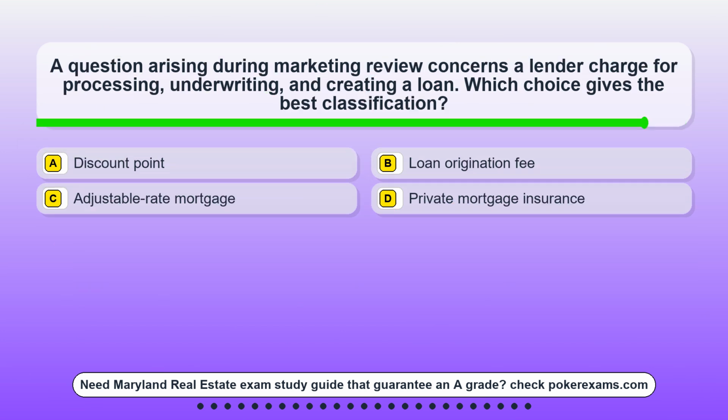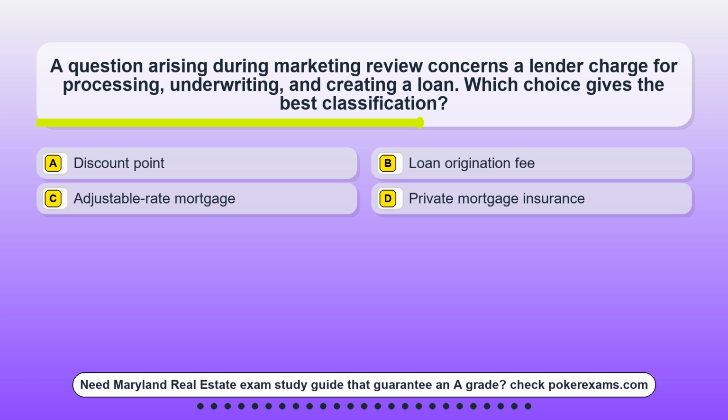Question 2. A question arising during marketing review concerns a lender charge for processing, underwriting, and creating a loan. Which choice gives the best classification? Option A, discount point. Option B, loan origination fee. Option C, adjustable-rate mortgage. Option D, private mortgage insurance.